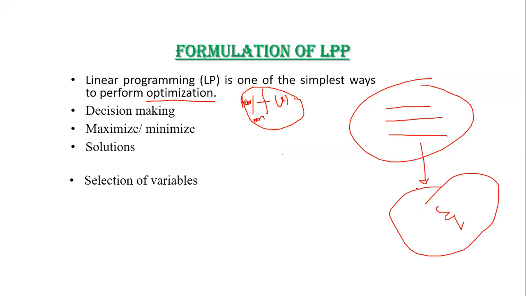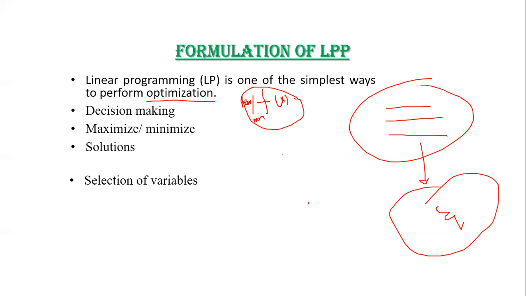And we know how much profit we will get for each unit, but we don't know how many units we have to manufacture. So we have to identify such type of variable in the raw data. That is the selection of variables, the first step in the LPP formulation. In the raw data, you have to identify what type of variables are there, and select the correct variables.